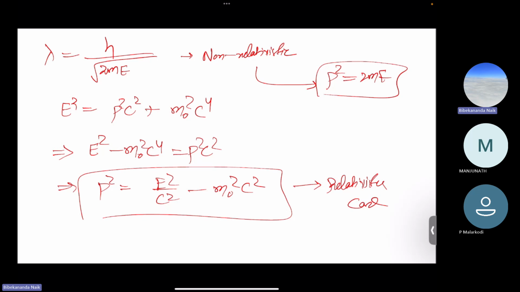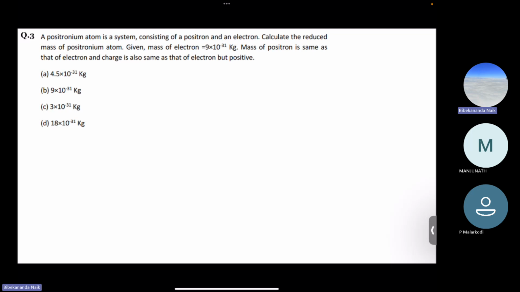So now if we go to the next question, the question says, Sir, one doubt. Yes. That is one general doubt. For the Einstein mass energy equation, E is equal to mc square, why are we mentioning the velocity of light as c square? What does the square mean?